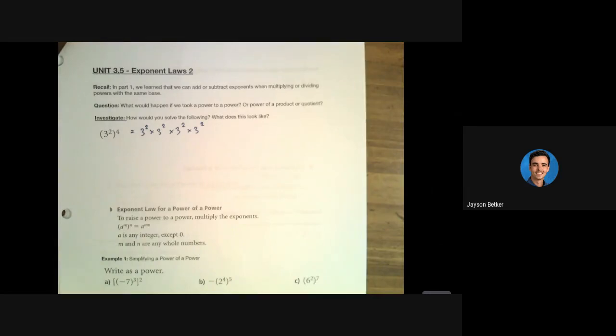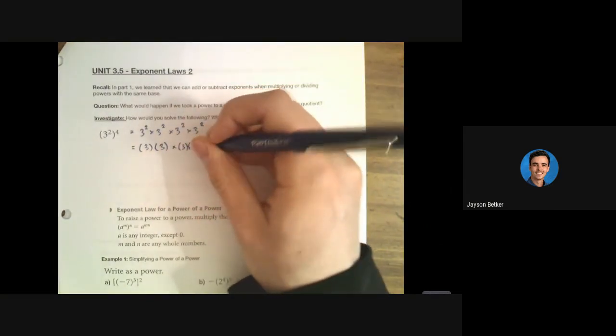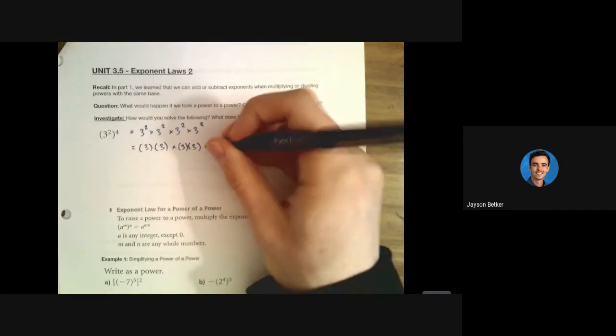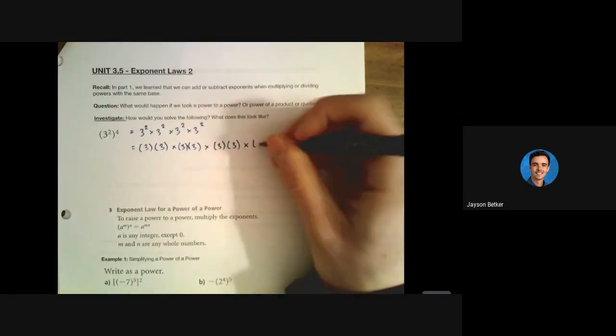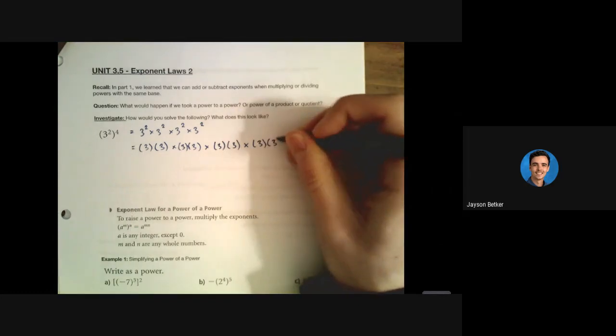Now, if I wanted to go even further, let's break each of these down. What that gives us is 3 times 3 times 3 times 3 times 3 times 3 times 3 times 3. All right, a little bit tedious there.